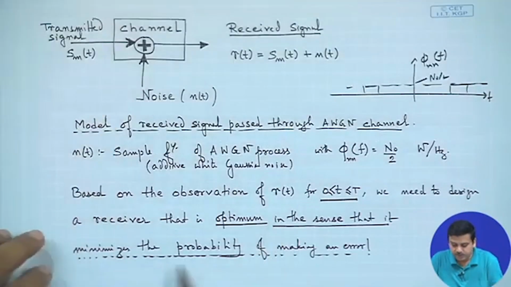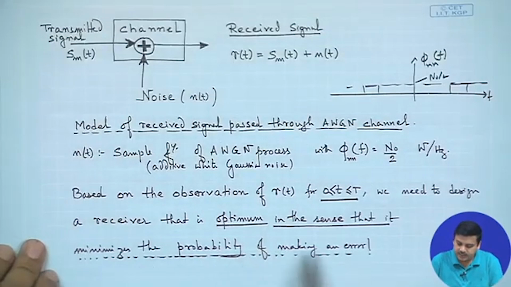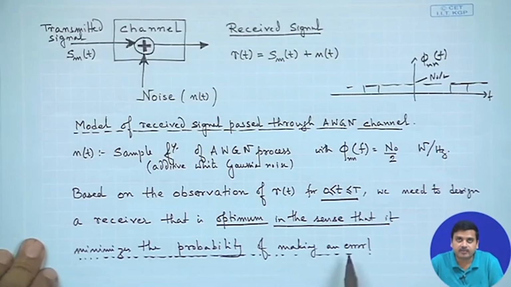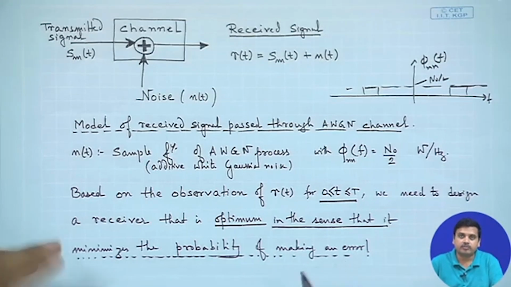That is why it makes sense to describe optimality in the sense that some kind of error may happen at the receiver. So you define optimality in the sense of either identifying the right symbol, waveform or bit, or making a mistake in that.